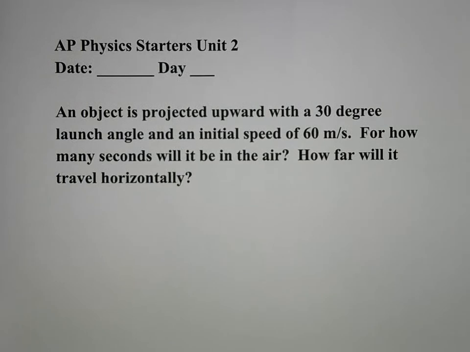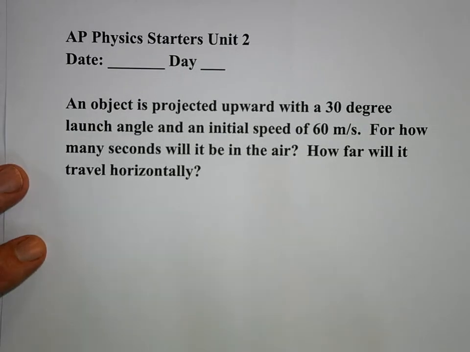Starter is this. An object is projected upward with a 30-degree launch angle at an initial speed of 60 meters per second. For how many seconds will it be in the air? How far will it travel horizontally? And there's several ways to do this problem. I'll show you one, maybe two ways to do it.